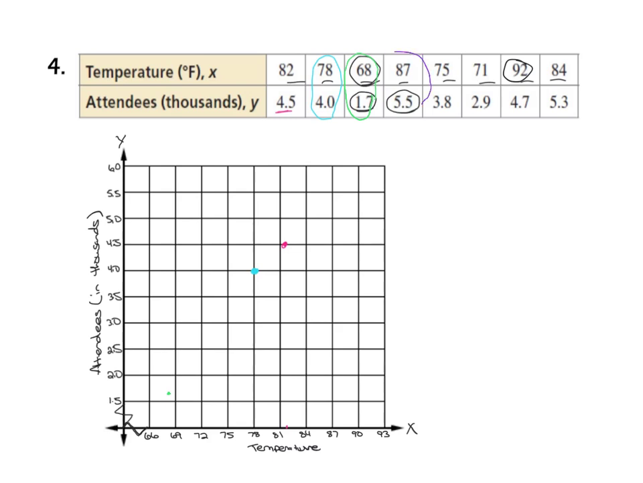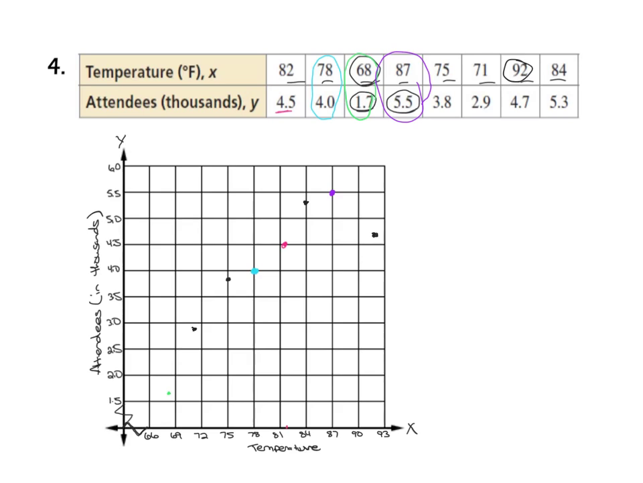And 87 and 5.5 is around here. And keep going, plotting each of those points approximately where they go. So 71 and 2 and 9/10 is around here. 92 and 4 and 7/10 is around here. 84, 5 and 3/10 is around here.